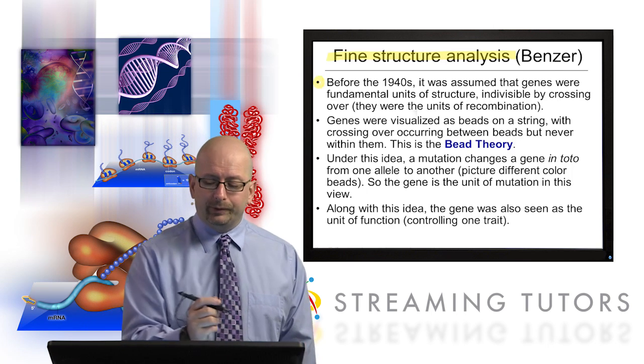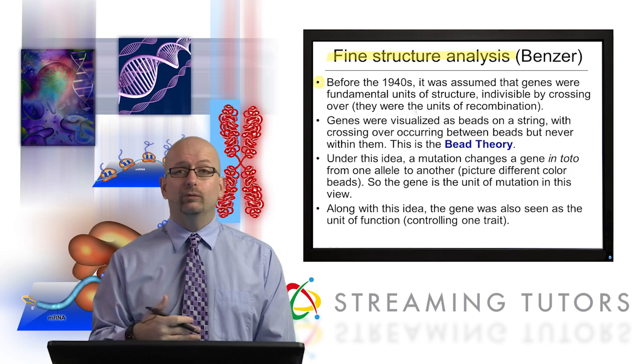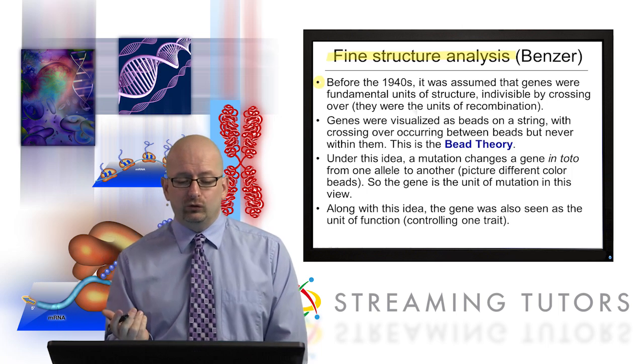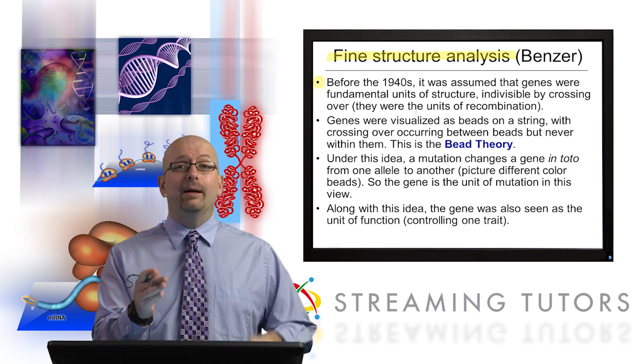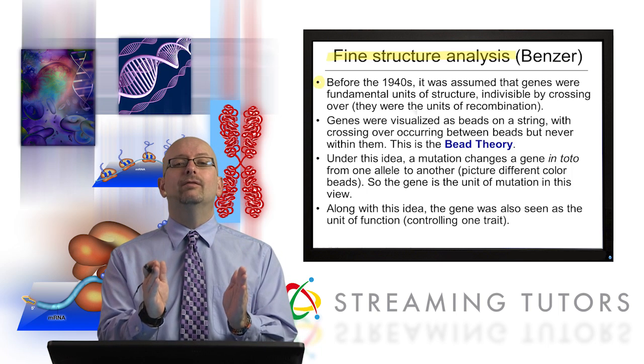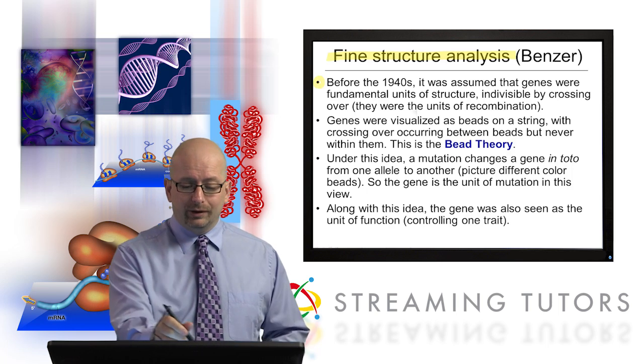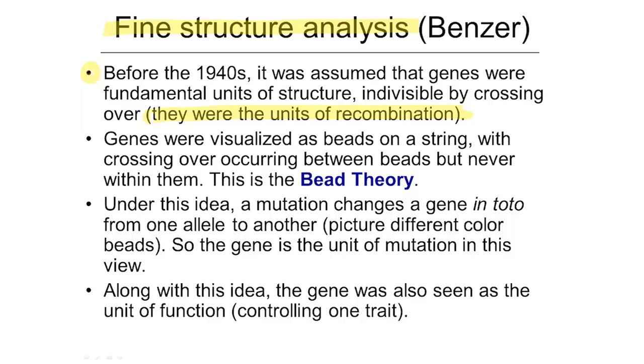So, a little background. Even before the 40s, before DNA was discovered, it was assumed that genes were fundamental units of structure. But what that meant to people at that point is that they're indivisible by crossing over. In other words, they're not only a unit of structure, but they're the unit of recombination. If that doesn't make sense, think of it this way. Genes were visualized in what's actually called the beads on a string idea. If you think of, I don't know if I can draw beads on a string, like this: one gene, another gene, another gene.